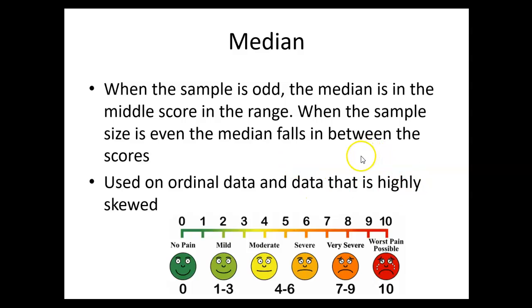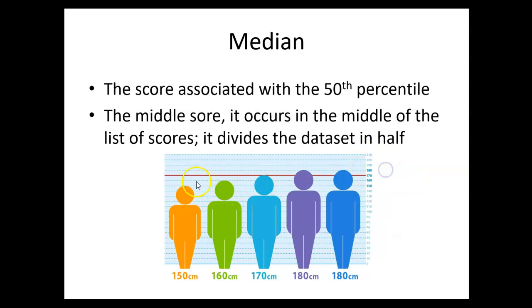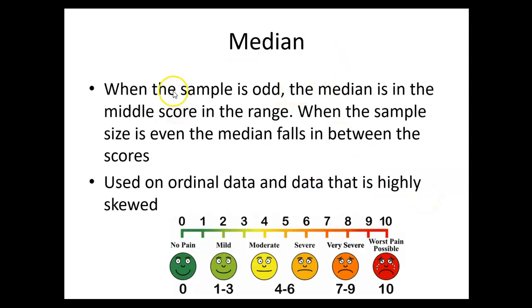When the sample is odd, such as what this was right here, so there's 5 people, the median is the middle score in the range. When the sample is even, the median falls in between the scores.